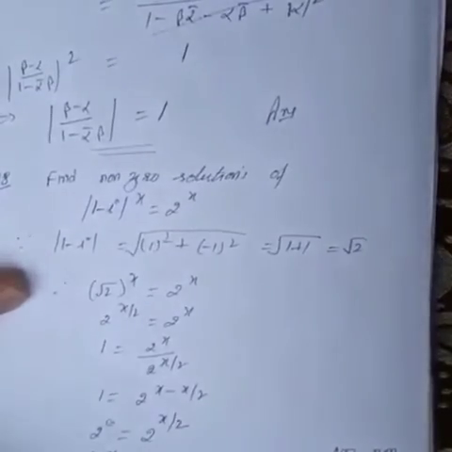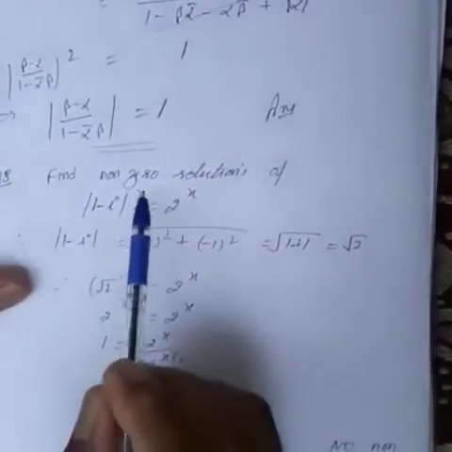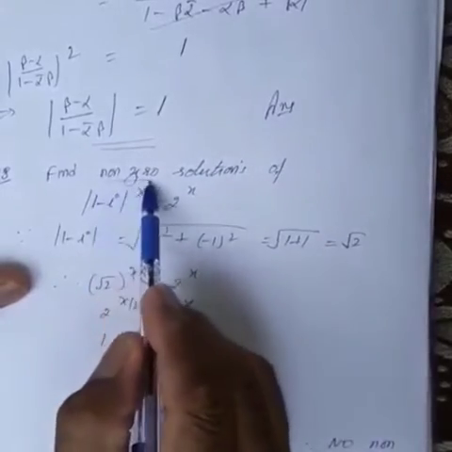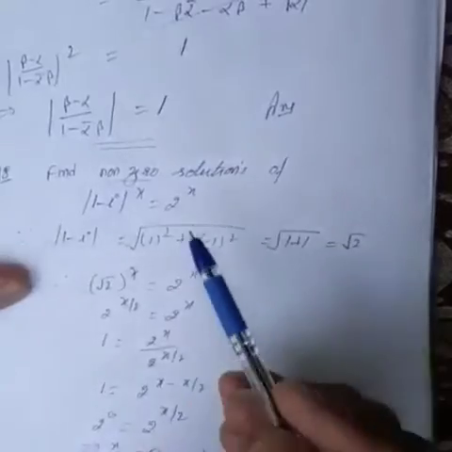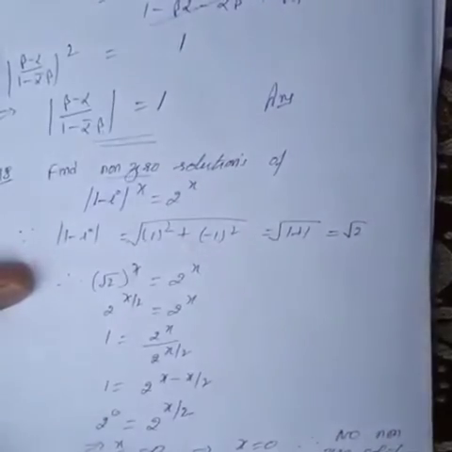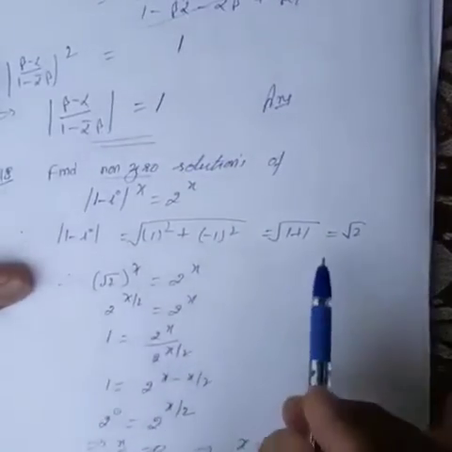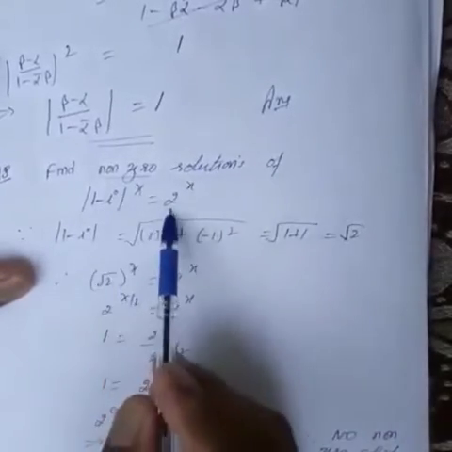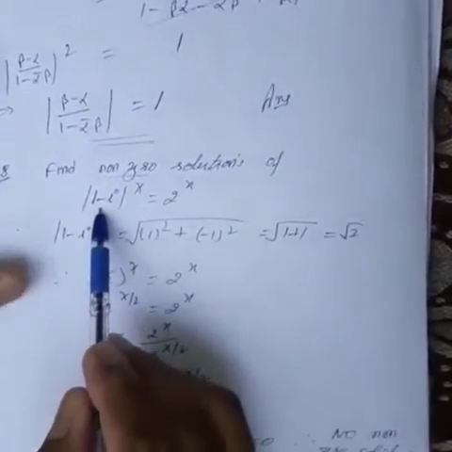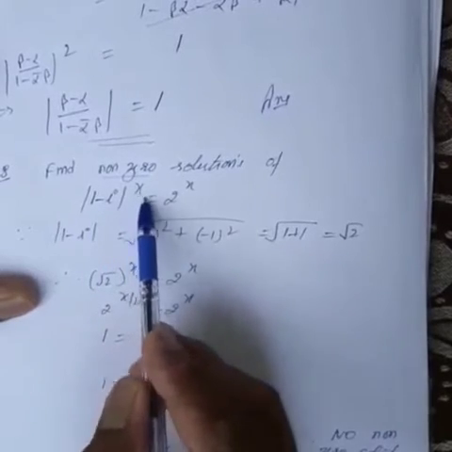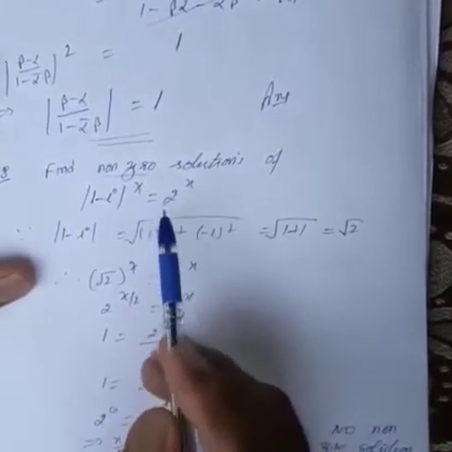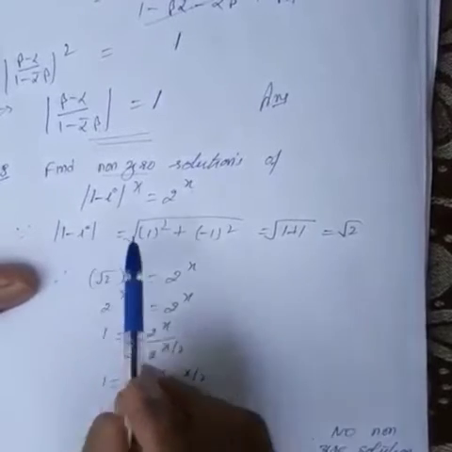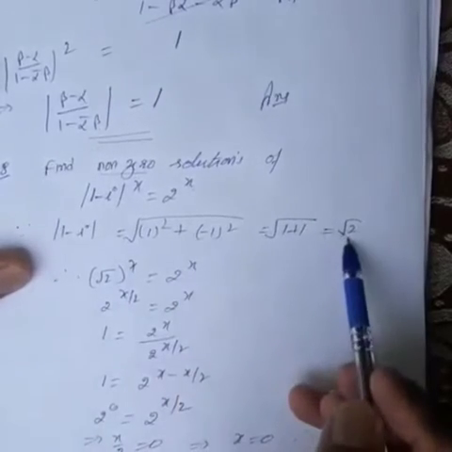Now question number 18. Find non-zero solutions. You have to find non-zero solutions. It means non-zero answers. If you are getting 0 as the answer, we have to reject it. So that will be rejected. So find non-zero solutions of this equation: mod of (1 minus iota) raised to the power x is equal to 2 raised to the power x. So you first evaluate mod of 1 minus iota. Using the formula, it will be under root 2.